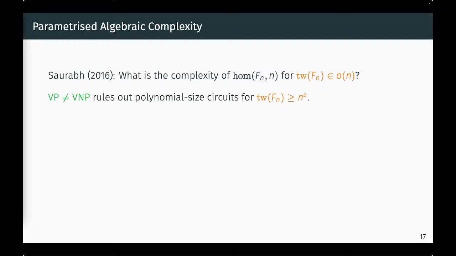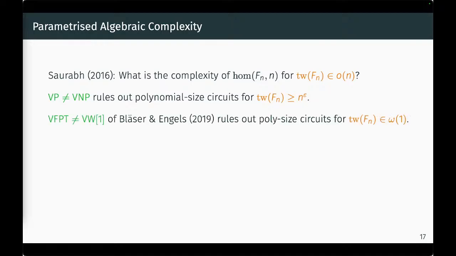What we saw on the previous slide is that under VP doesn't equal VNP, we can rule out polynomial-size circuits if the tree width is at least n to the epsilon. Okay, and there's another complexity theoretic assumption that is not so frequently used, but very helpful, precisely the right thing here, namely VFPT versus VW1. This is a parametrized algebraic complexity hypothesis analogous to FPT doesn't equal W1 from parametrized complexity. And under this assumption, we can actually rule out polynomial-size circuits for super constant tree width.